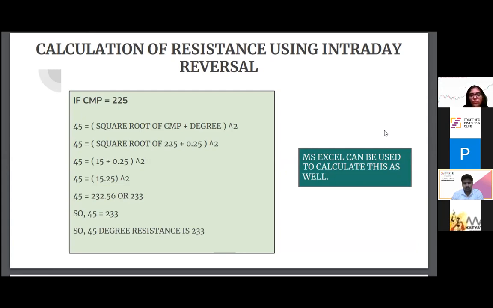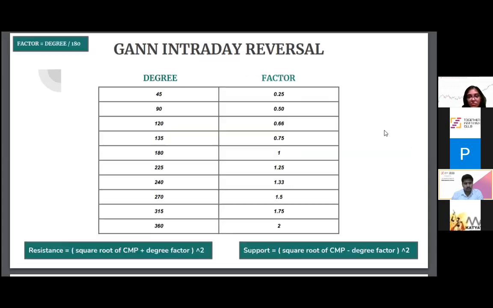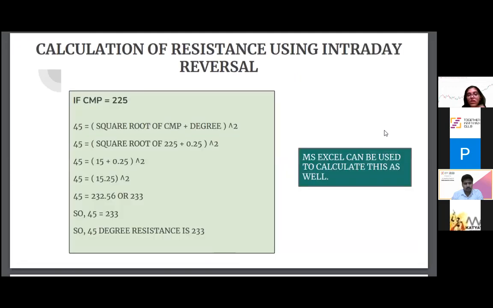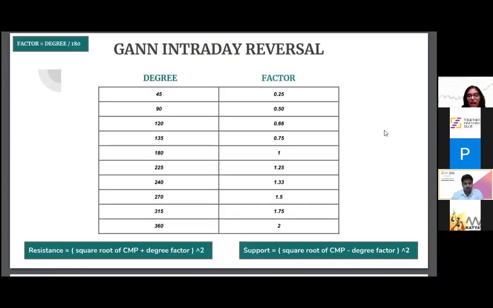For the 45 degree, the resistance will be square root of current market price plus degree factor whole squared, which turns out to be 233. Similarly, we can find different resistance as per these degrees, important degrees being 45, 90, 180, 270, and 360. This is the way we can find both resistance and support.